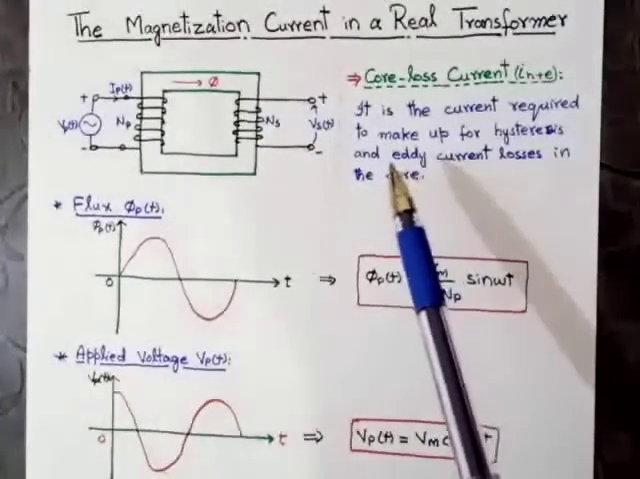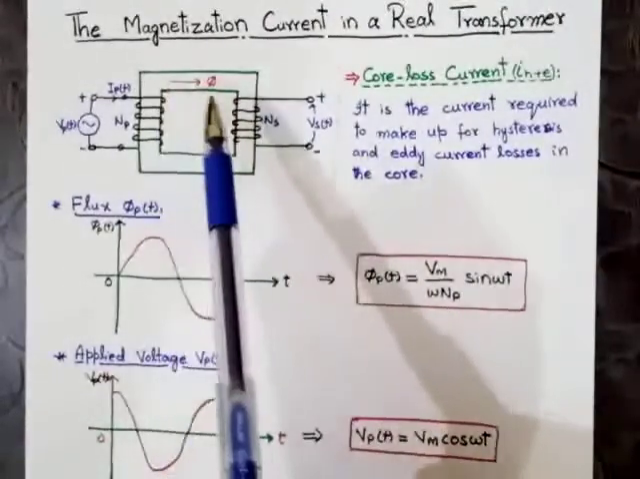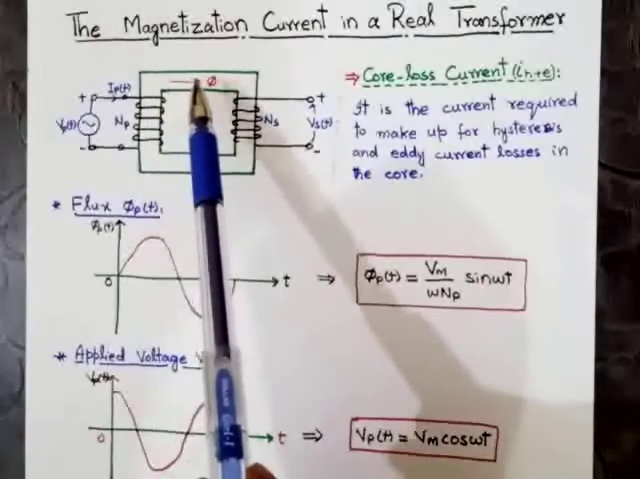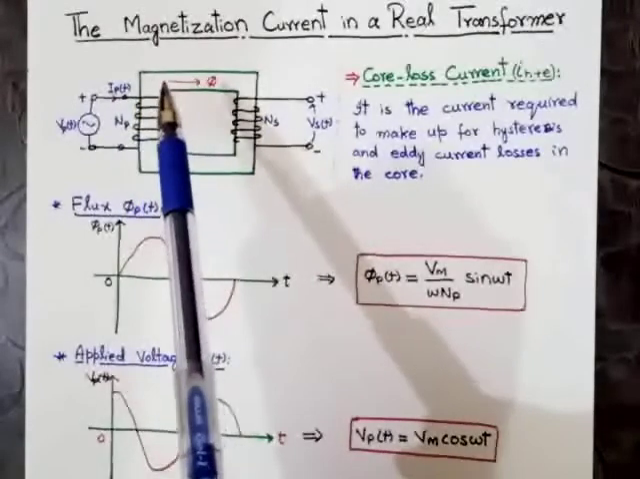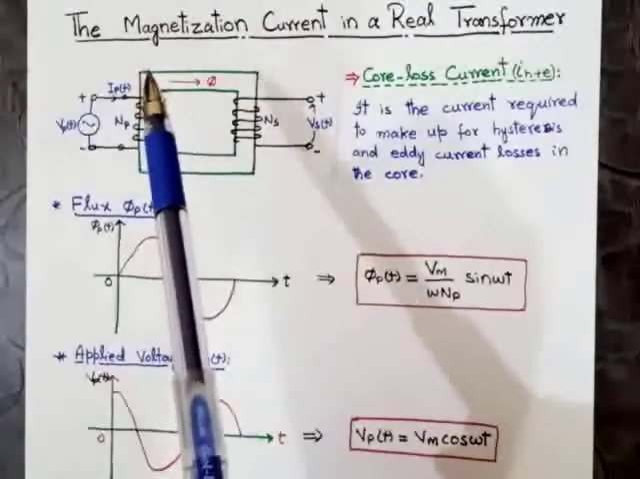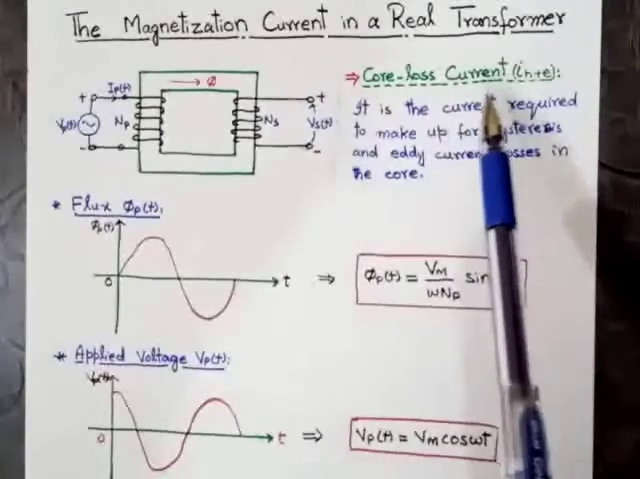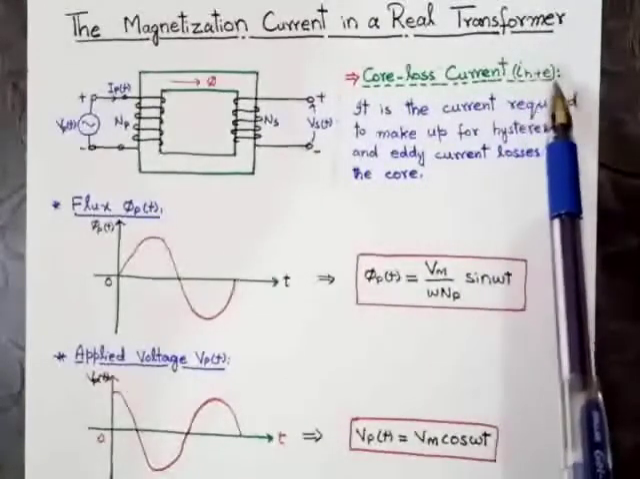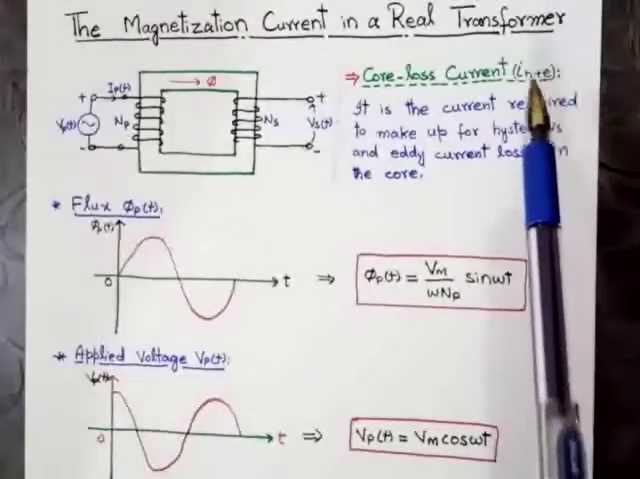As we have already discussed, in the core two types of losses occur in real transformers, that is eddy current losses and hysteresis losses. Due to this, there will be a current loss. This loss current is called the core loss current. We represent the core loss current with IH+E. H means hysteresis and E means eddy current.